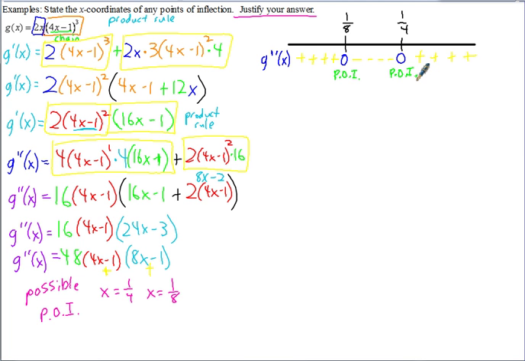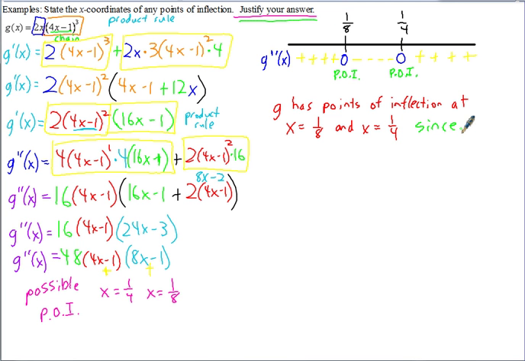It just asks for the x-coordinates, so we can state g has points of inflection at x equals 1/8 and x equals 1/4. To justify our answer, it's similar to how we justified relative minimums and relative maximums, but we're using the second derivative. Also, notice for points of inflection, as long as it changes sign, it doesn't really matter whether it goes from negative to positive or positive to negative. Unlike relative mins and maxes, where it matters.